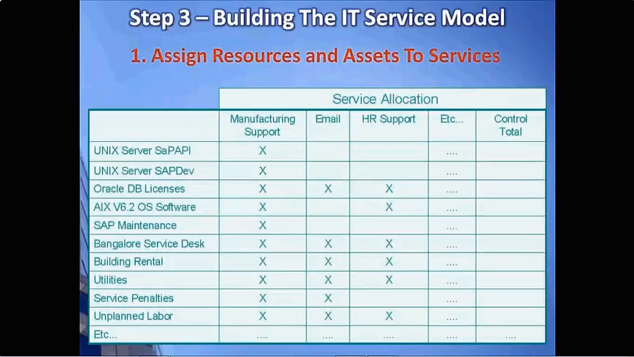So here on this basic spreadsheet, we're simply going to list all our IT service assets, people, hardware, software, everything that's in there, right in the first column. Those will become rows. The columns themselves will be the actual services that I identified in the first step of our effort here. So a manufacturing support service, email, HR support are kind of shown there as examples. All I'm doing here now is I'm simply putting an X where a service asset is used to support a service.